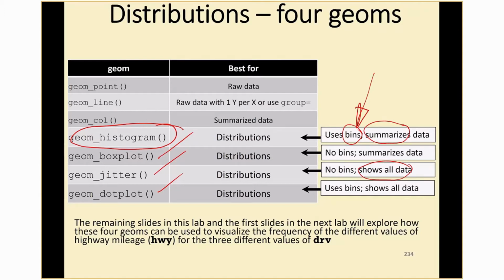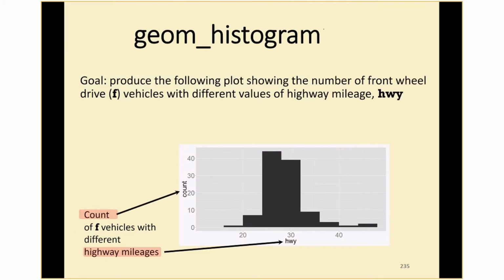So the whole plan is, over the next bunch of slides, we're going to look at different geoms and how they can be used to evaluate different values of highway mileage for the 3 different values of drive. And so I'm going to begin with geom histogram, and I'm also going to begin with a confession, because although I just said that the whole idea was to compare the distributions of highway mileage for the 3 different drives, initially I'm only going to look at front-wheel drive vehicles, and the reason for that will become apparent later on.